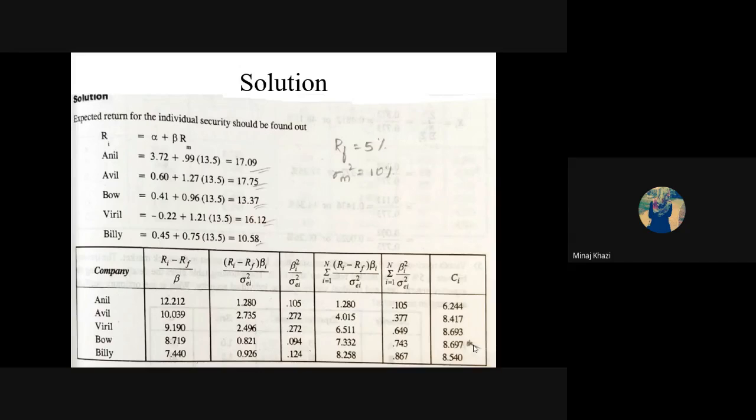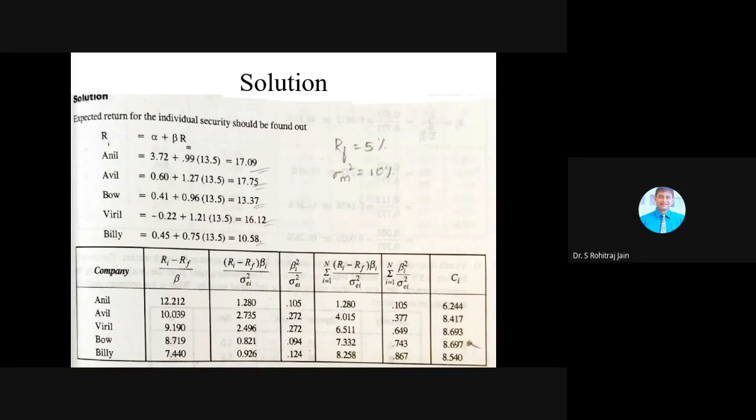Okay, sir. First column, the companies are given: Anil, Avil. You just tell me what you have to do in the first step here. We have calculated the first column, which is Ri minus Rf divided by beta. Ri value for Anil is 17.09 minus Rf, which is 5, divided by beta value 0.99. Very good. Now, how do we arrange this column after calculating Ri minus Rf divided by beta? Whether it has to be in ascending or descending order? Descending, sir. Very good.